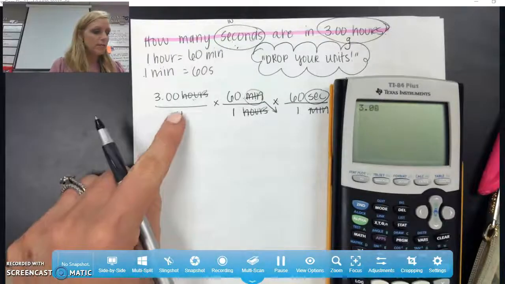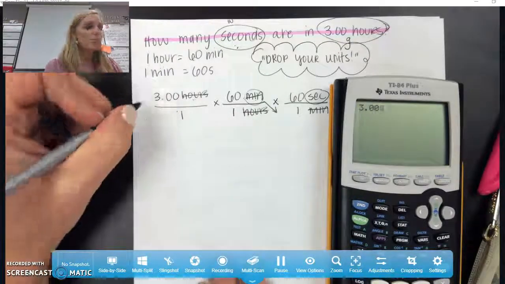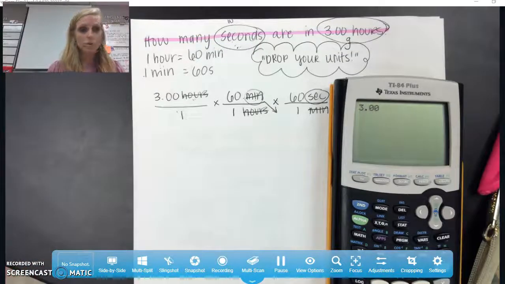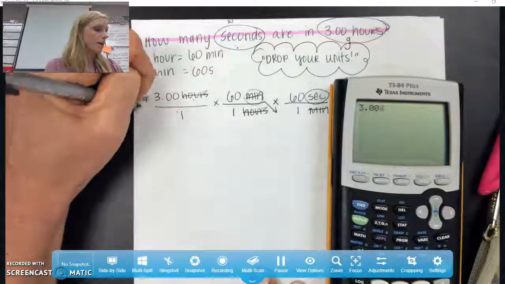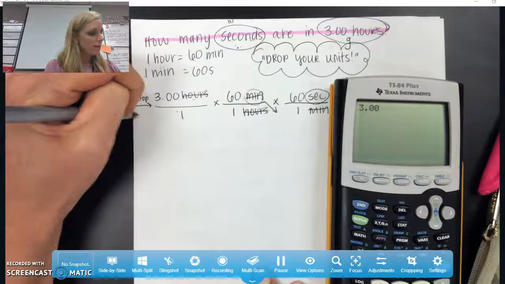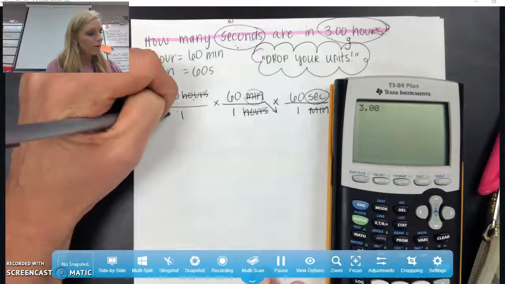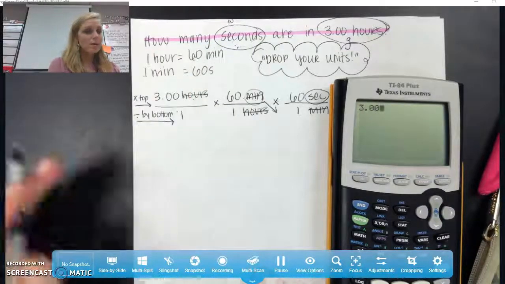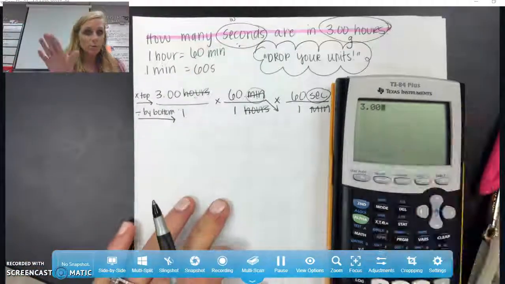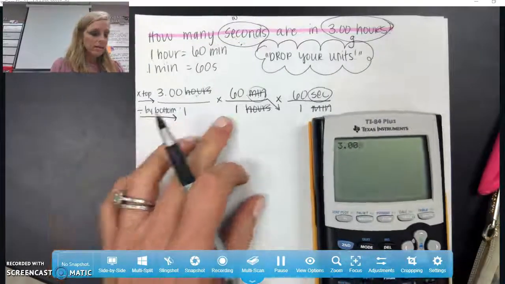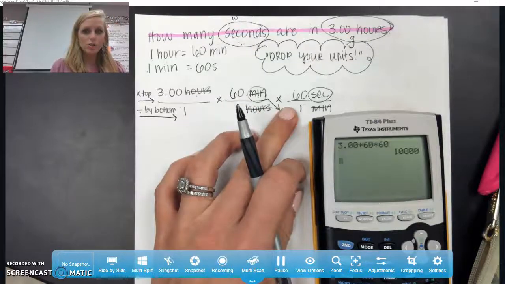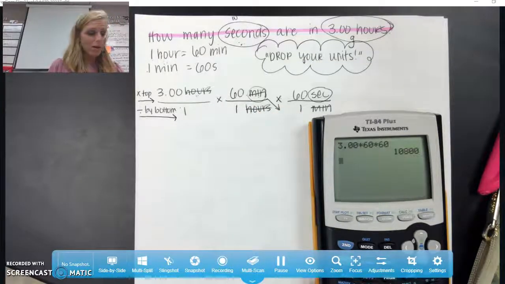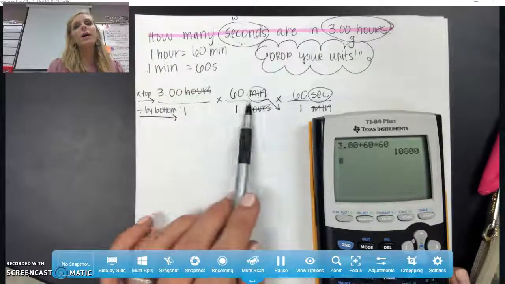So 3.00. One last thing. When you're multiplying fractions, you are not cross-multiplying. That's if you have two proportions set equal to each other. Multiplying fractions means you are multiplying everything on the top, and then you are dividing by everything on the bottom. So I do all of the top in one fell swoop. So 3 times 60 times 60. I press enter. I don't even write that number down. I just immediately go into dividing by what's on the bottom.